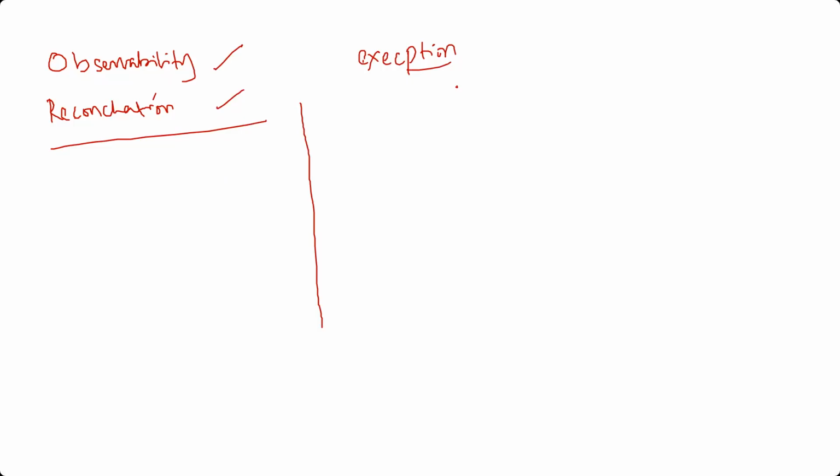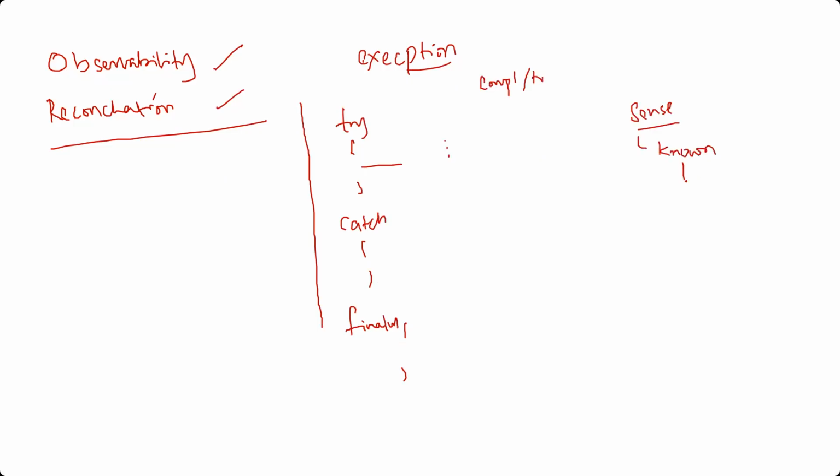You have to write your code in a certain syntax code block. Do you know what code block it is? Sir, we use try catch. Wonderful. Try, catch, and if you're using JavaScript, you have finally also. Try is the logic which the underlying compiler or interpreter will try to sense. Okay, remember this word: sense potential known errors.